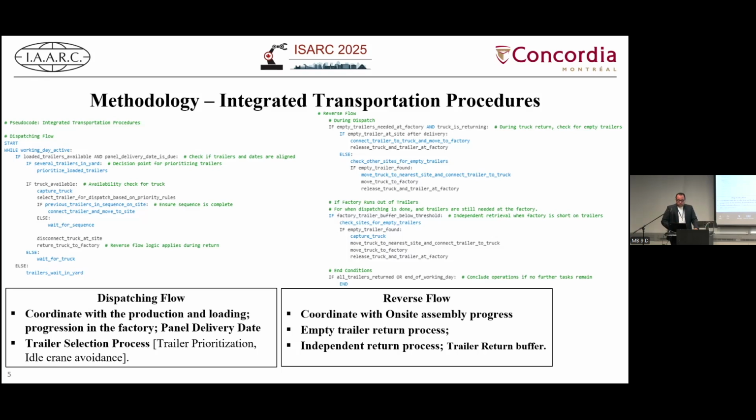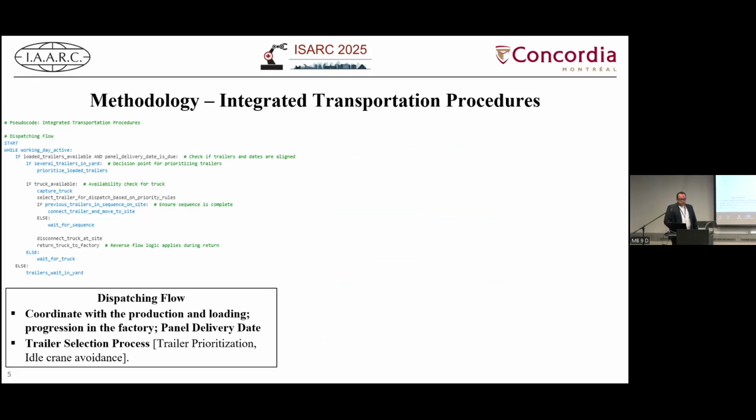The point here for the return flow is that if we don't return the trailers on time, we experience bottlenecks in the factory, because the factory keeps producing panels and these panels should be loaded to empty the production lines for the next production task. So the first part, the dispatching flow, we coordinate with the production envelope.